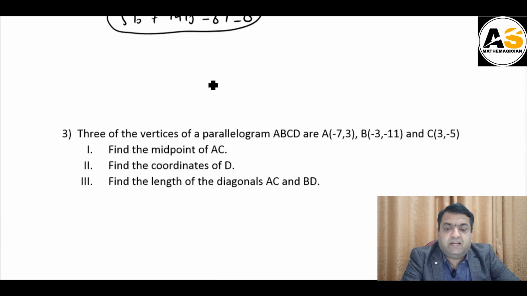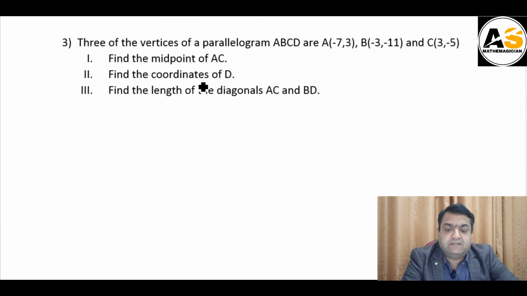Now we move to our next question. Question number 3. Three vertices of a parallelogram ABCD are A, B, C, and D is unknown. We have to find the midpoint of AC, like question number 1, and we have to find the coordinate of D. This will be solved by question number 1, part 2. Find the length of diagonal AC and BD.